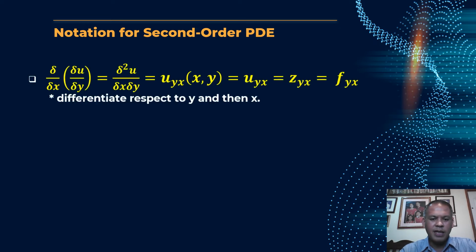Now another one, ∂/∂x of ∂u/∂y, is just the same as ∂²u/∂x∂y, which is also equal to u sub yx of (x, y), or the same as u sub yx, or also z sub yx, or also f sub yx. This means we have to differentiate with respect to y first and then x.